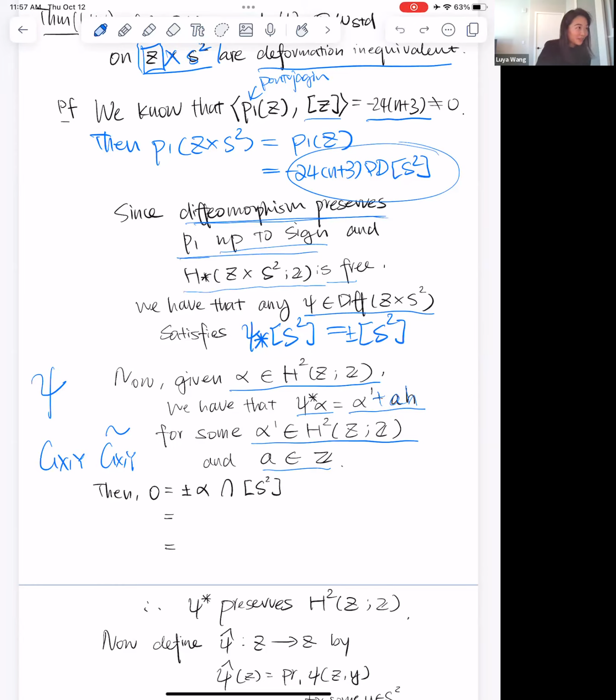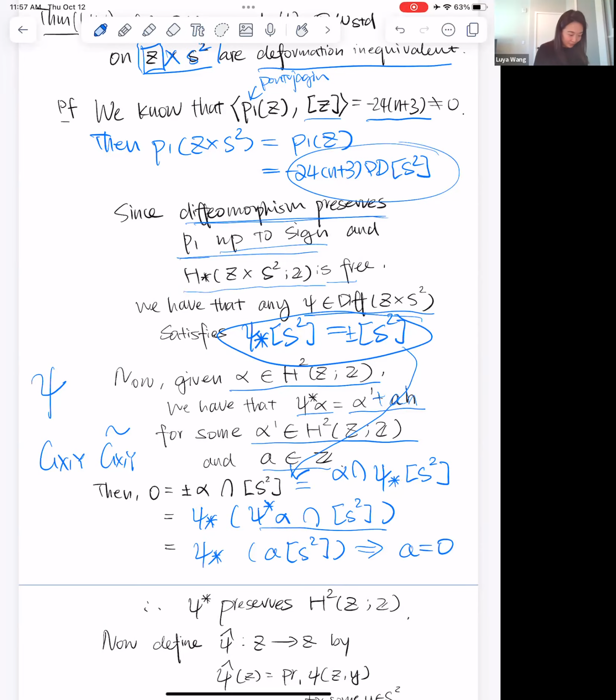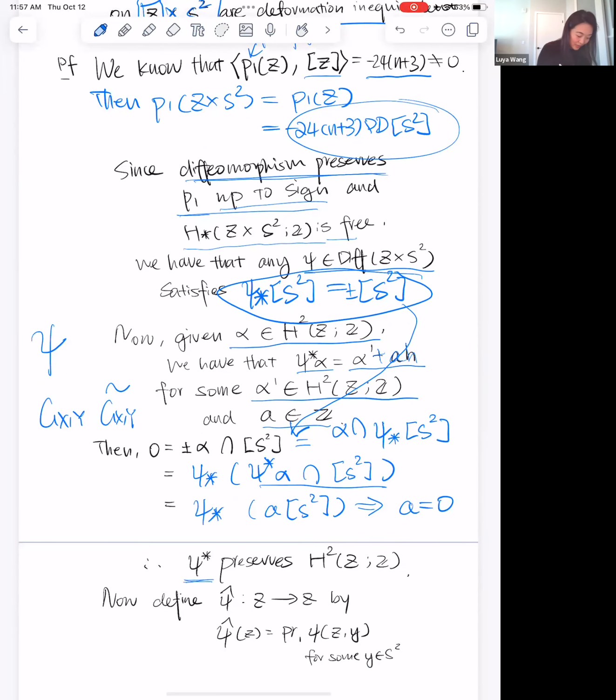This is again just an algebraic topology exercise, but you can compute this to be S2, because we already saw this. So this is how you see this equality. And then this is equal to psi push forward of psi pullback of alpha cap with the S2 class. You just compute this, so this will be A times S2, and this will give you that our A is actually 0. So this tells us psi pullback preserves H^2.